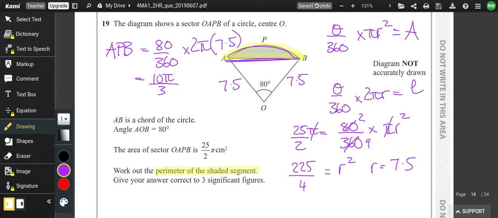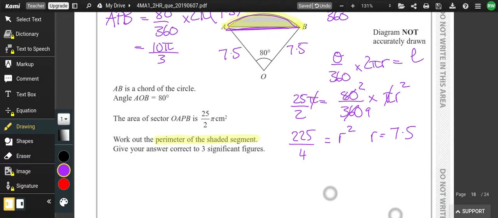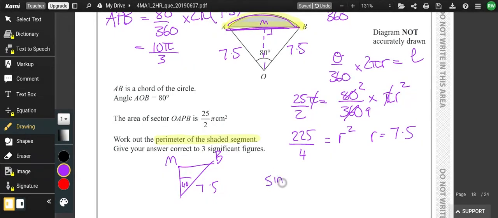To do that, we're going to need to use a bit of trigonometry, I think. Yeah, let's split this in half to make a right-angled triangle there. So we have 7.5 and 40 because we've bisected that. And we want to know, let's call that the midpoint M, MB. So that's M there. So sine 40 is equal to MB over 7.5. So MB is equal to 7.5 sine 40.